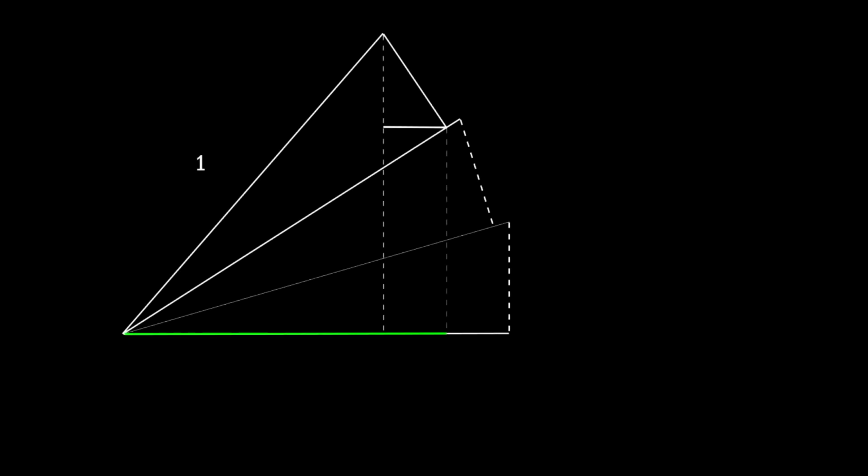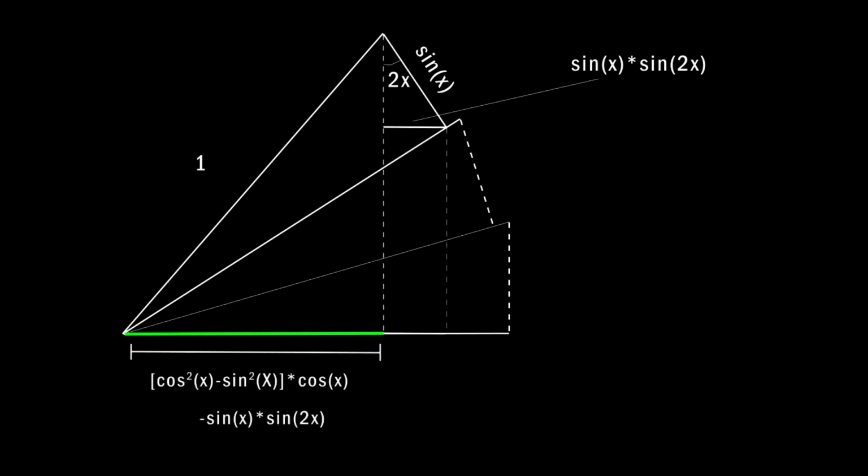We would get that the top angle of the third triangle is 2x, and the horizontal component of the sine x side would be sine x times sine 2x. By moving and subtracting the horizontal component, we eventually end up with a length that perfectly matches the cosine component of the 3x angle triangle.